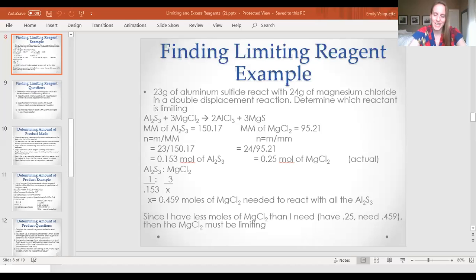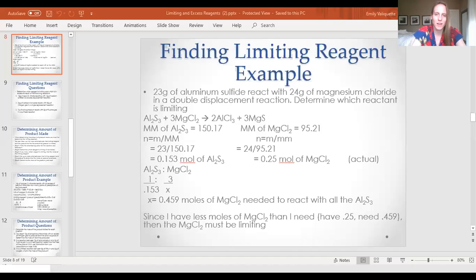Okay guys, we are now going to be finishing up our lesson that we started yesterday about limiting and excess reagents, with more of a focus on what's happening with the excess reagents today. Okay, so we're going to start today by determining how many moles of the excess reagent are consumed.